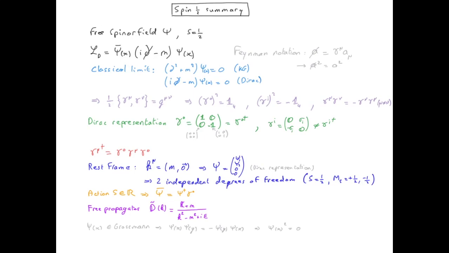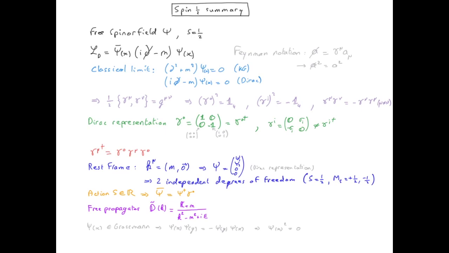In particular, the psi of x are Grassmann numbers. That means that they anti-commute, so psi of x, psi of y is equal to minus psi of y, psi of x. And if I take x equal to y, I have psi of x squared equal to 0. We will see when we use canonical quantization, so when the psi becomes an operator, that this will encode the Pauli principle. So we can't put two disturbances of the field at the same position in space-time.